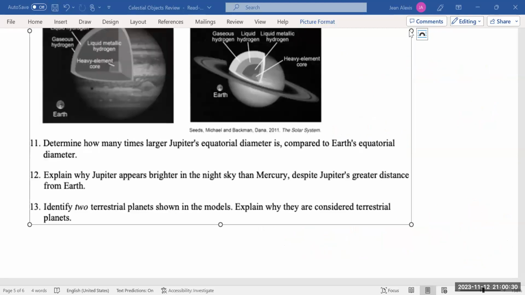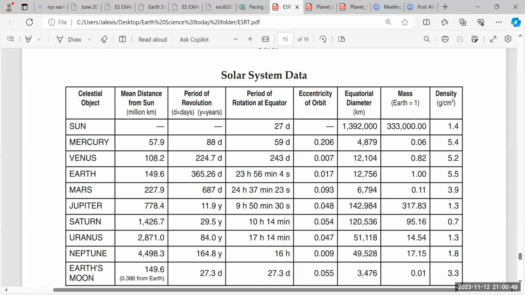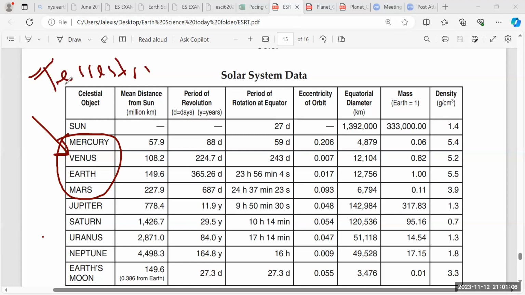All right, number 13. So number 13 says, identify 2 terrestrial planets shown in the model. Explain why they are considered terrestrial planets, all right? Well, if you've forgotten, and I'm here to remind you, the terrestrial planets are the first 4 planets from the sun in our solar system. So the first 4 planets from the sun, they are all terrestrial planets, okay?